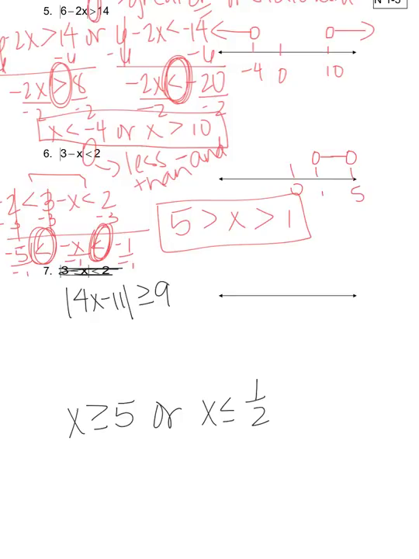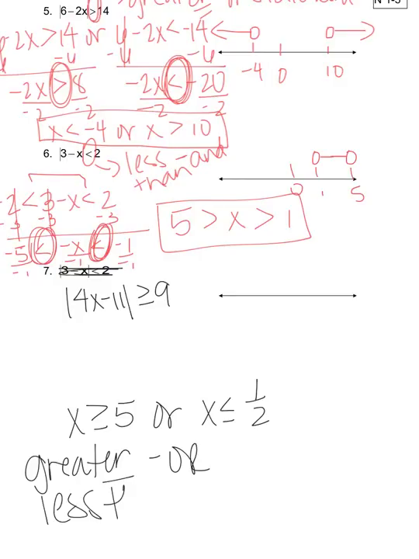So anytime you're dealing with an absolute value inequality, you're going to have to set up an and statement or an or statement. Greater is always going to be or, and less than is always going to be and. That's when you have an absolute value inequality. That's how you solve those.